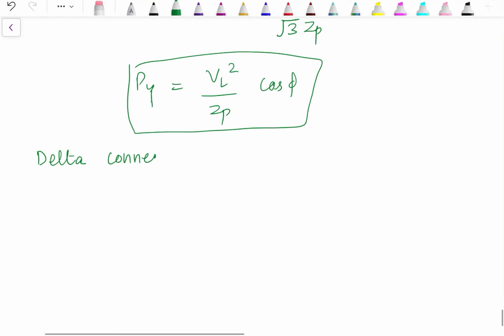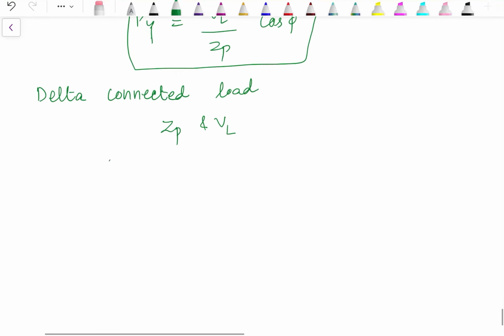Now if the same load is connected in delta, line voltage remains the same, and Zp and VL are the same as their values when the load was connected in star. Now in case of a delta connected system, Vp and VL both are the same.